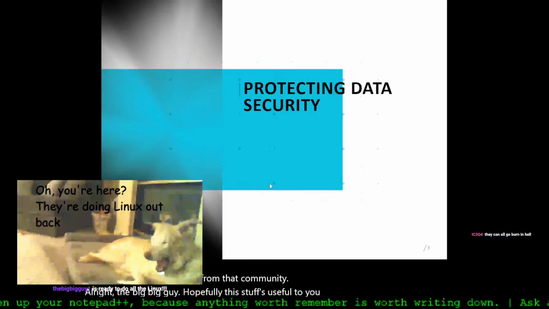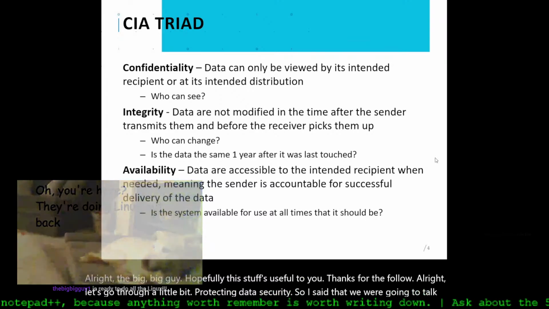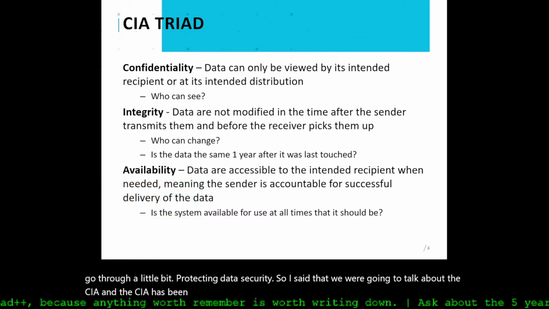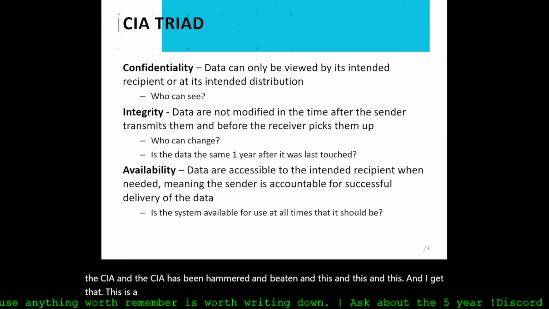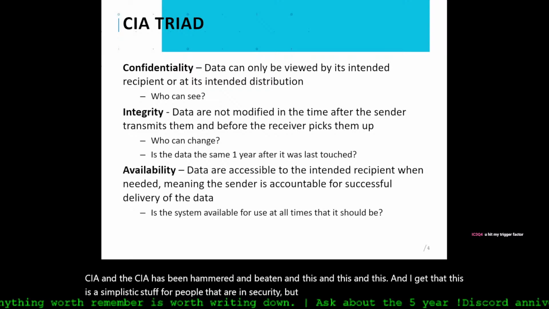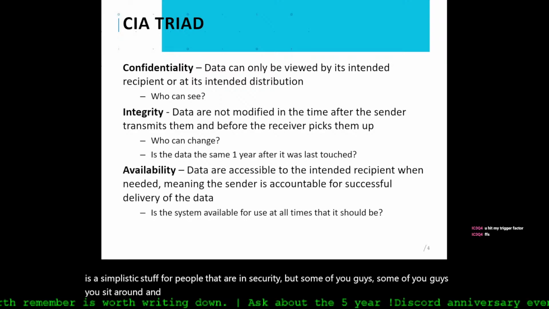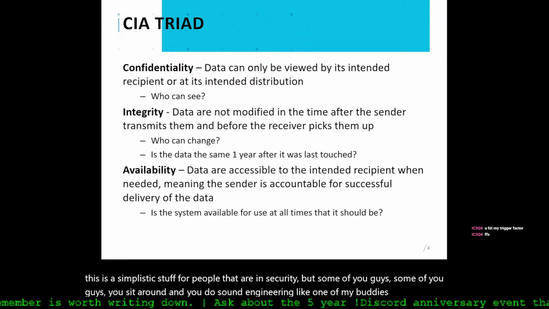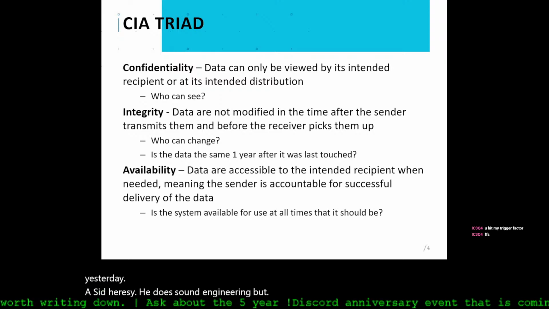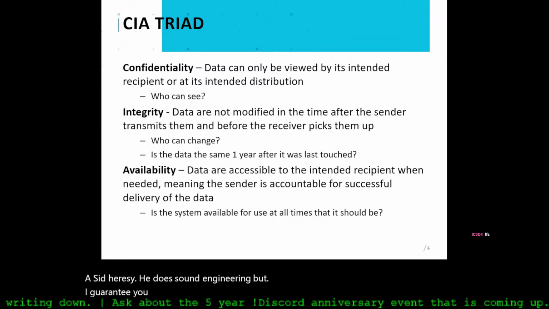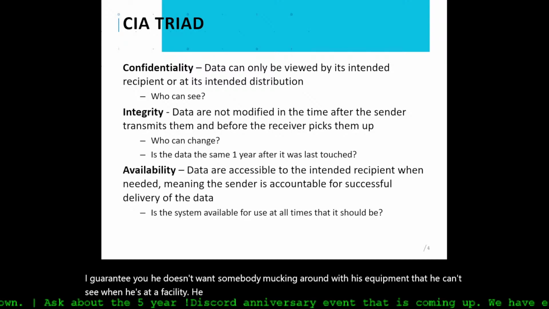Hopefully this stuff is useful to you. All right, let's go through a little bit of protecting data security. I said we were going to talk about the CIA, and I get that this is simplistic stuff for people in security, but some of you do sound engineering. One of my buddies does sound engineering, and I guarantee he doesn't want somebody mucking around with his equipment, hitting it with a wrench or something.